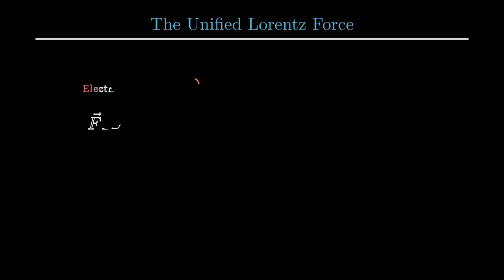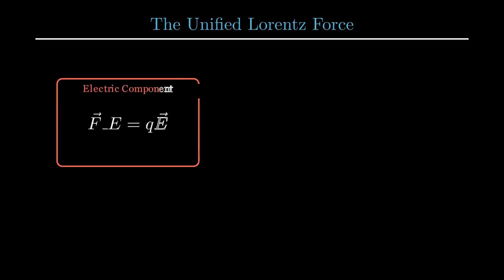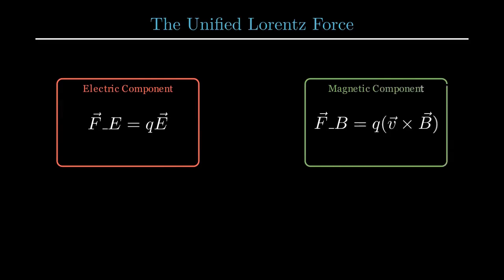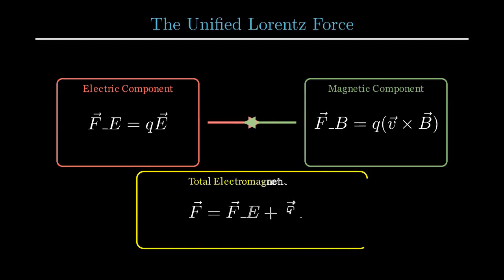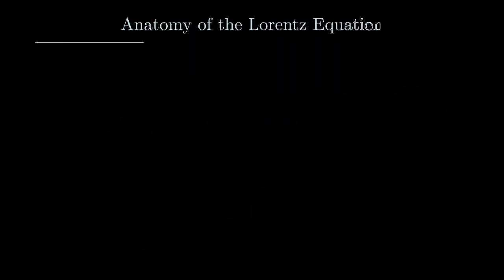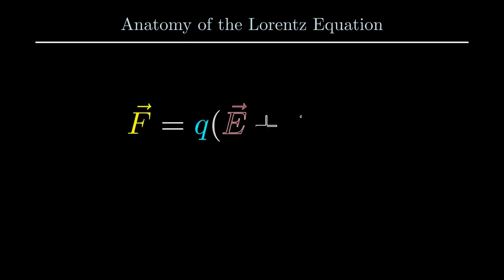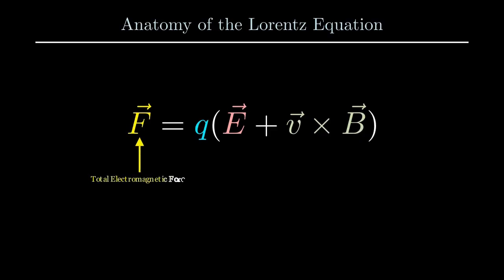The Lorentz force law brings these two forces together into a single, comprehensive equation. It describes the total electromagnetic force vector F acting on a point charge Q, moving with velocity vector v through an electric field vector E and a magnetic field vector B. This law forms the bedrock for understanding many aspects of physics and engineering. The combined equation for the Lorentz force is vector F equals Q times the quantity vector E plus vector v cross vector B.